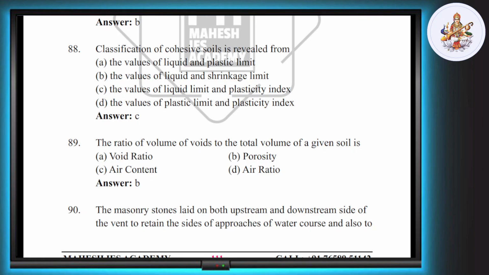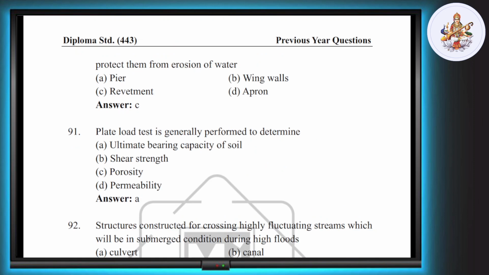Question 90. Masonry stones laid to retain watercourse approaches and prevent erosion are called. Correct answer, C. Revetment. Explanation. Revetments are sloped structures placed on banks to absorb water energy and prevent soil erosion, like armor for riverbanks.